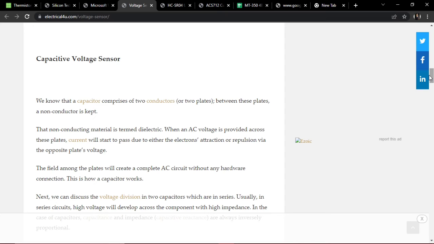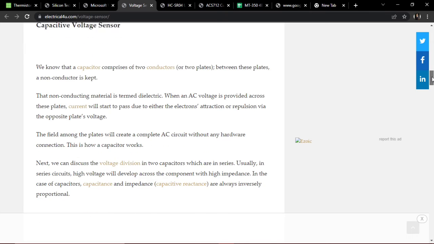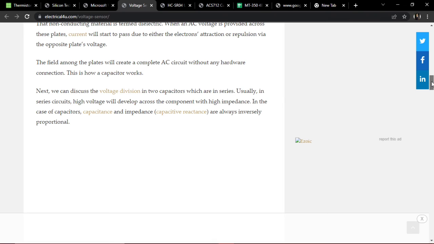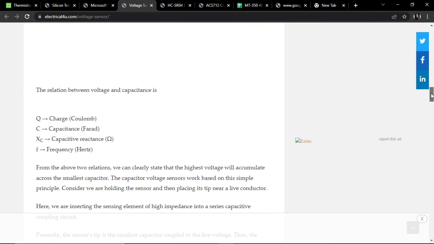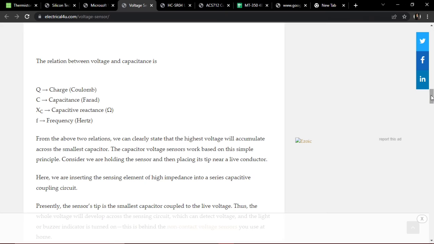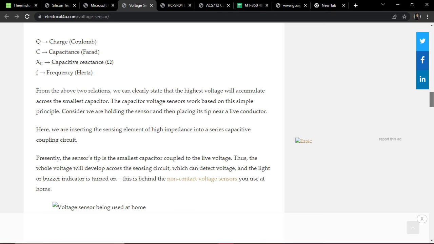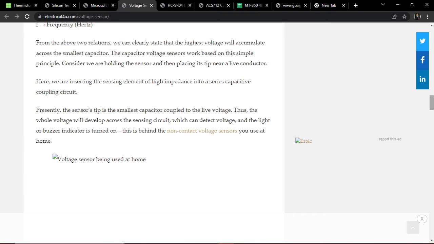Next, we can discuss the voltage division in two capacitors which are in series. In the case of capacitors, capacitance and impedance are always inversely proportional. The relation between voltage and capacitance is given like this: Q is charge, C is capacitance, X is capacitor reactance, and f is frequency. From the above two relations, we can clearly state that the highest voltage will accumulate across the smallest capacitor. The capacitor voltage sensor works based on this simple principle. The sensor strip is the smallest capacitor coupled to the live voltage, thus the whole voltage will develop across the sensing circuit, which can detect voltage, and the light or buzzer indicator is turned on.